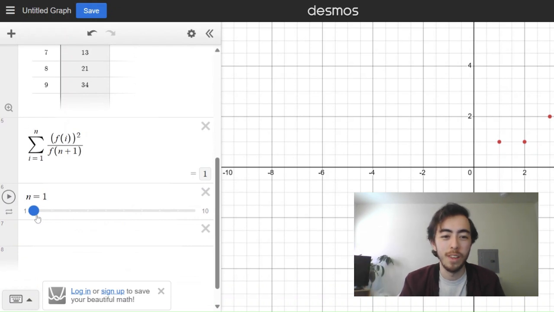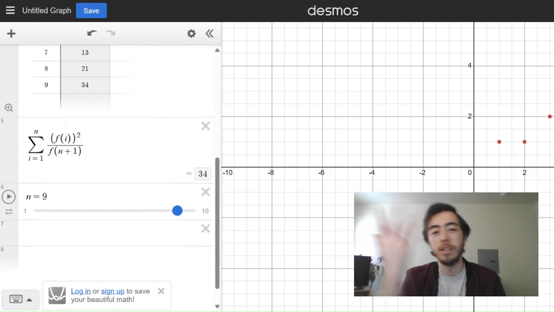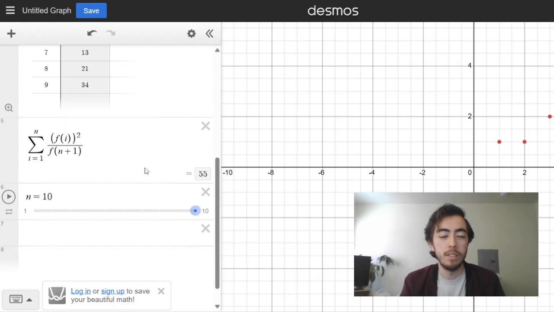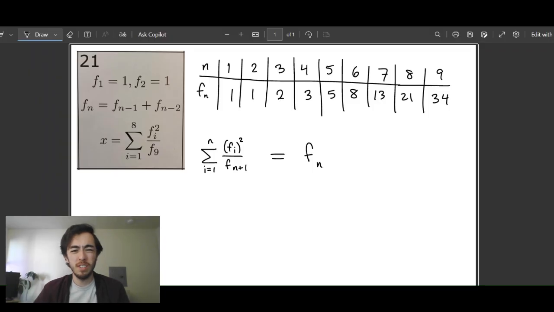5, 3, 2, 1, 1. Yeah, okay. And then the next one is 34. And then I said in the video that 55 is the next number. And so there it is. So this sum is just the Fibonacci sequence, but expressed in a different, complicated way. Or at least I'm pretty sure it is.